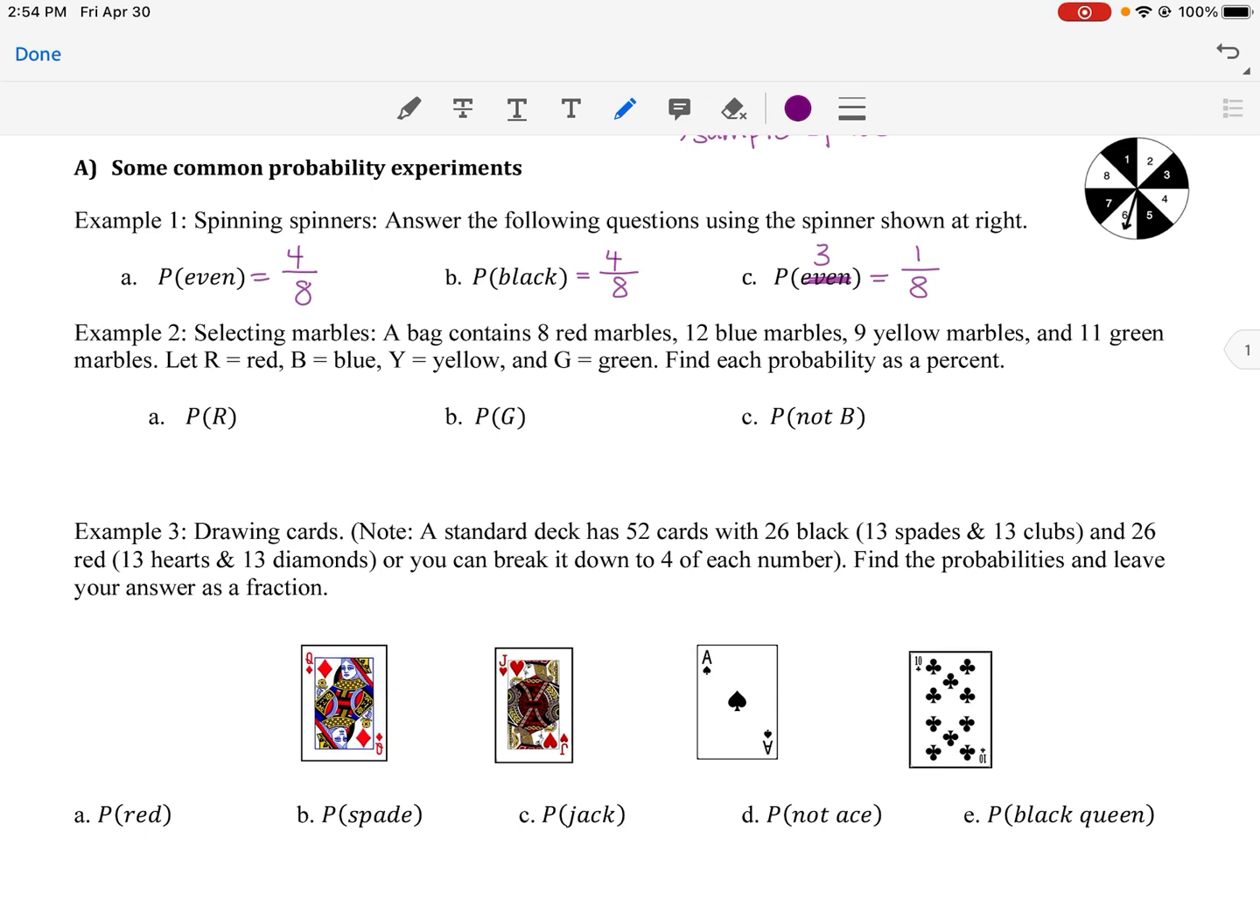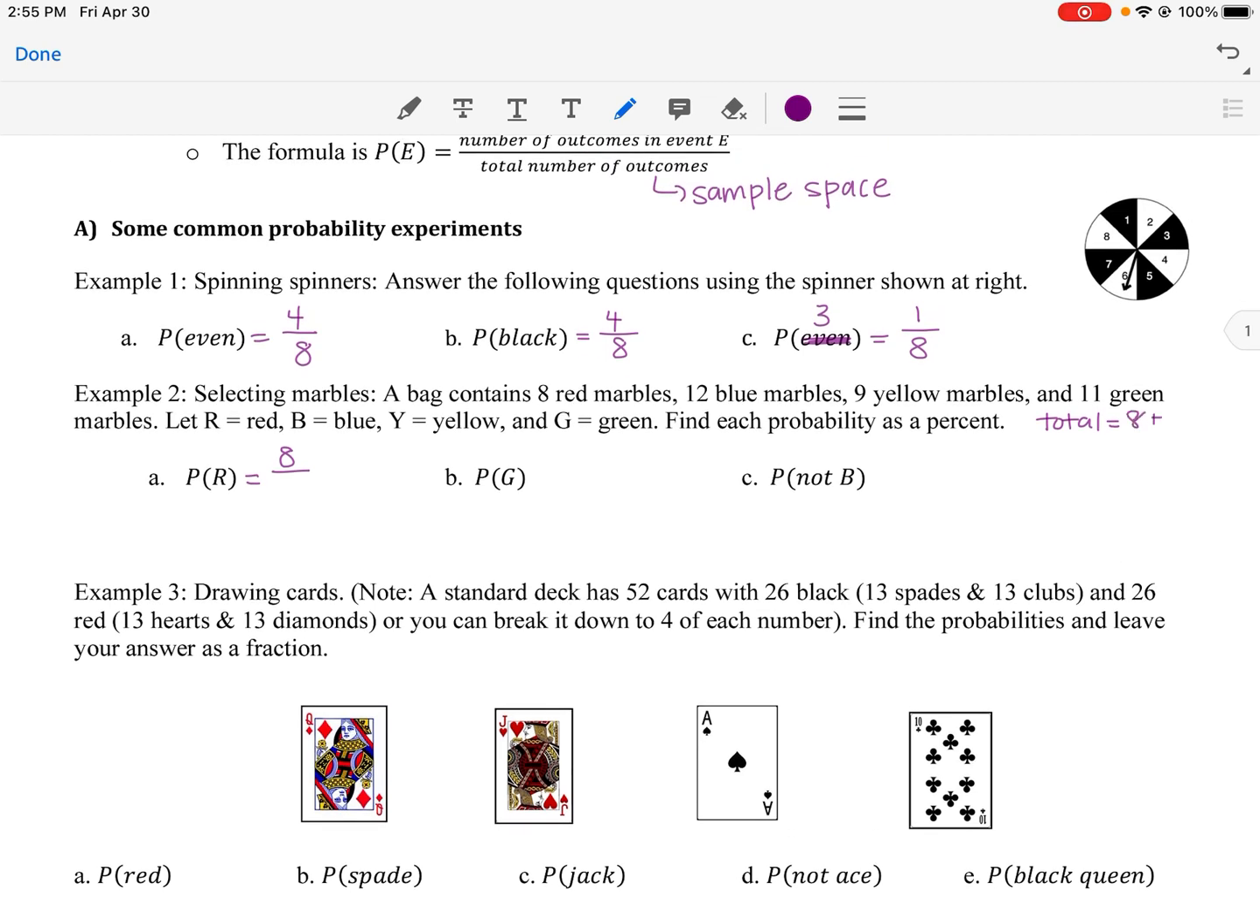Selecting marbles. A bag contains 8 red marbles, 12 blue marbles, 9 yellow marbles, and 11 green marbles. Let R equal red, B equal blue, Y equal yellow, and G equal green. Find each probability as a percent. If we want the probability of selecting a red marble, we'd have 8 out of, and something you're going to want to know is the total. If I take my 8 plus my 12 plus my 9 plus my 11, how many total marbles do I have? I've got a total of 40 marbles. So we're talking about 8 out of 40 for the red ones.